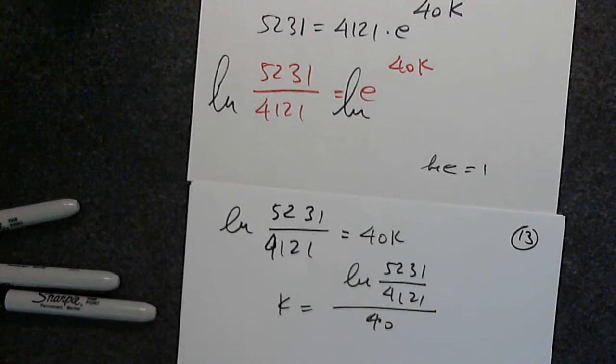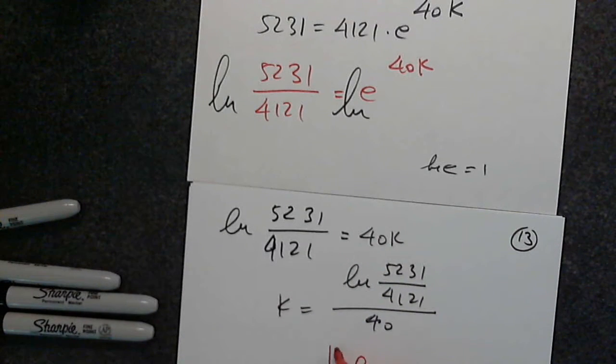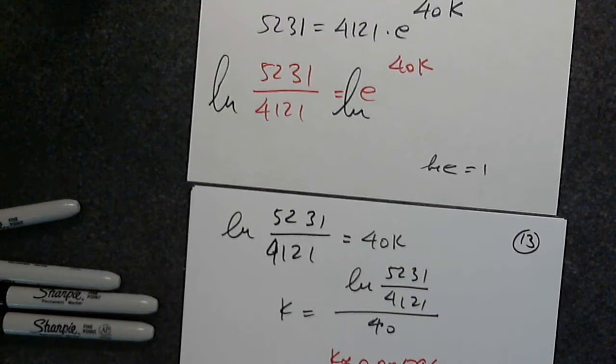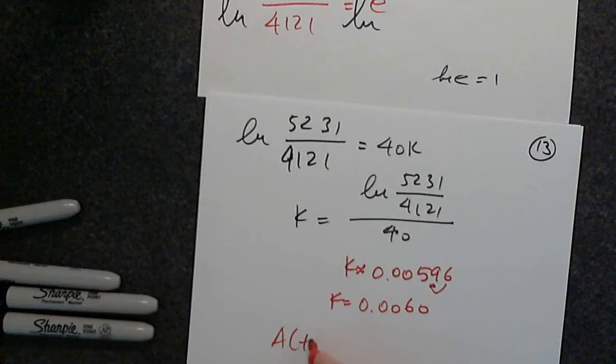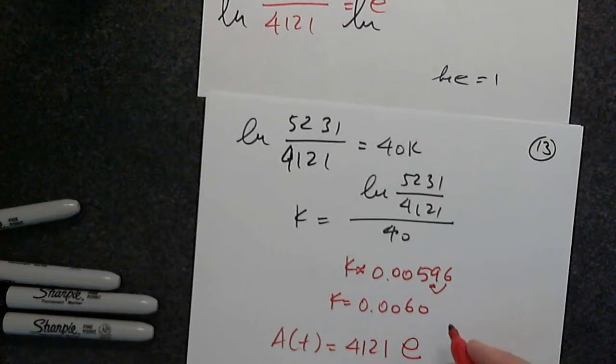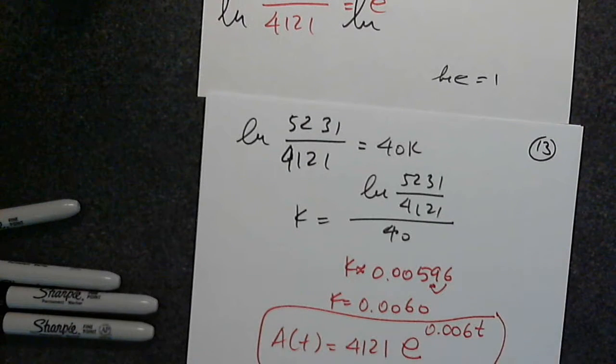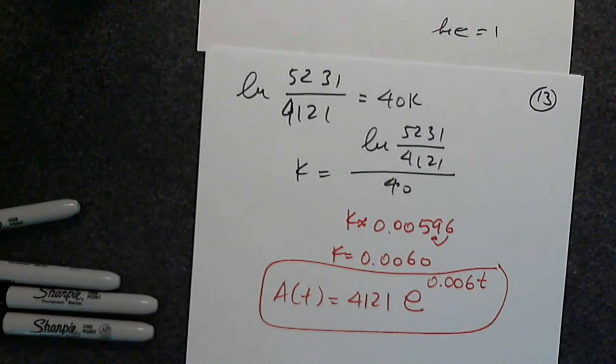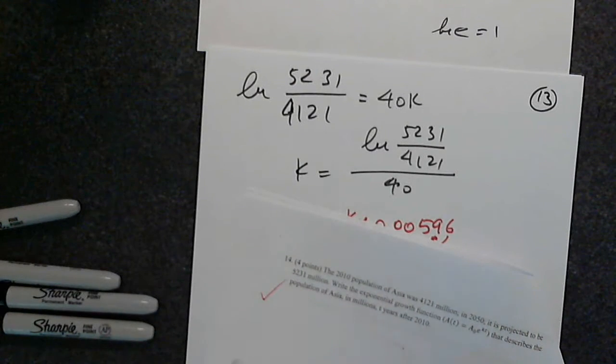So I got K approximately 0.00596. Since this is 6, I will increase to 0.0060. So here's the model then. A of t equals 4,121 million e raised to 0.006 t. That's all we were asked to find. We're not asked to find anything else. Just find the model that fits the given information. And that was this.